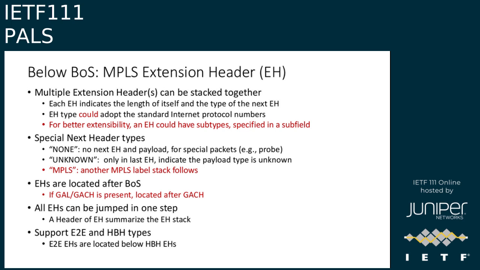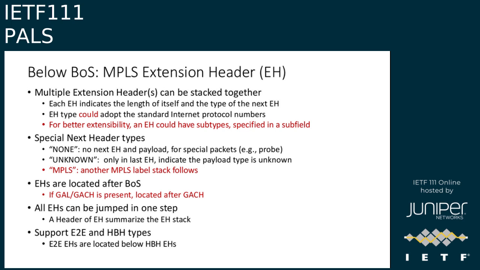After the current extension header, we reach the end of the packet. So this is used for special packets like some probing packets. The second special type is unknown. It can be only used in the last extension header in the chain, and indicates the payload type is unknown.